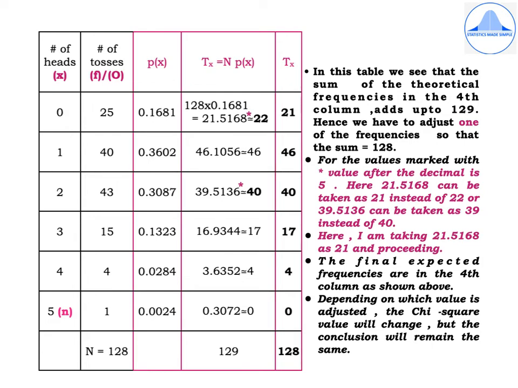So the first Tx value will be 128 into 0.1681, which gives 21.5168, which is highlighted by a pink asterisk, and after approximation it is 22. The next value we get is 46.1056, which is approximated to 46, and 39.5136, which is highlighted with a pink asterisk, is approximated to 40. Similarly, 16.9344 is approximated to 17, 3.6352 is approximated to 4, and 0.3072 is approximated to 0. I am sure all of you are aware, if the value after the decimal is equal to 5 or greater than 5, then the previous digit will get increased by 1. That's what we have done here.